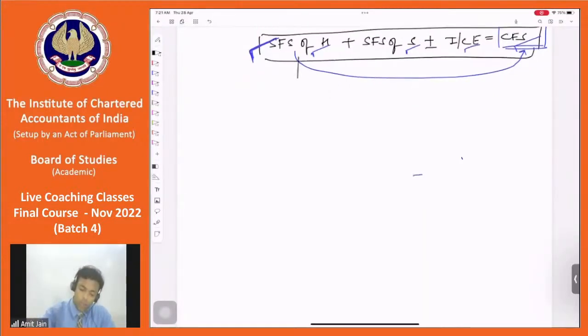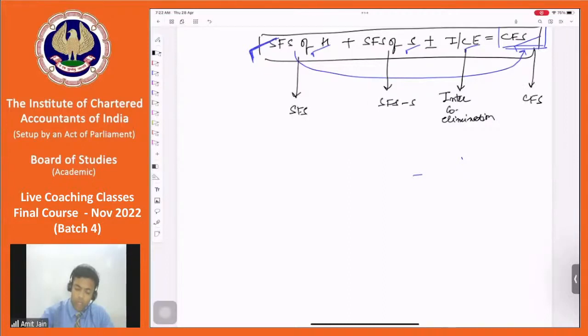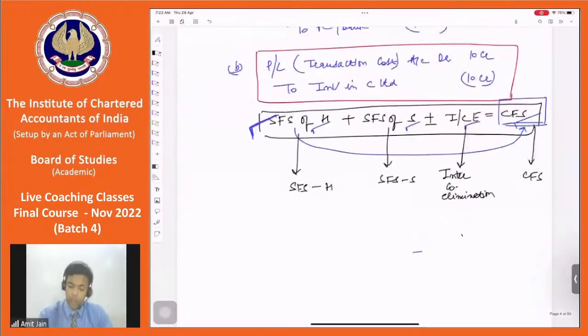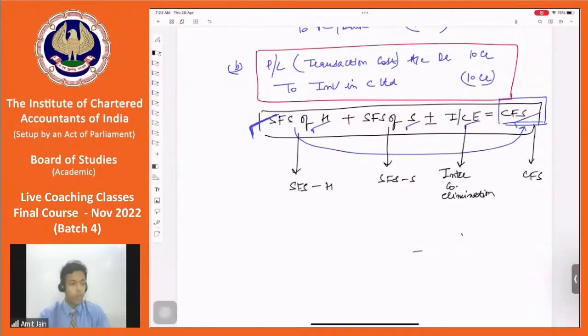So this is the holding company standalone. This is the subsidiary company standalone. This is intercompany elimination, and then we will get the consol books. Are we clear, guys? Yes or no? Sairam, I'm waiting for the answer from you at least, since you have raised the question.